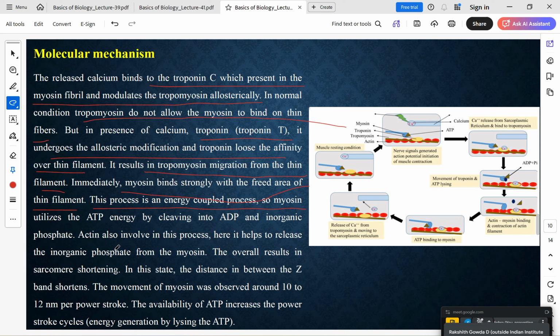This process is an energy coupled process. So the myosin utilizes ATP energy by cleaving it into ADP and inorganic phosphate. Actin, which is involved in this process, helps release the inorganic phosphate from myosin, because actin has some ATPase activity in it. The overall result is sarcomere shortening, which implies that the distance between Z bands shortens. The movement of the myosin was observed to be around 10 to 12 nanometers per power stroke. Multiple such power stroke cycles can happen, and this depends on the availability of ATP.